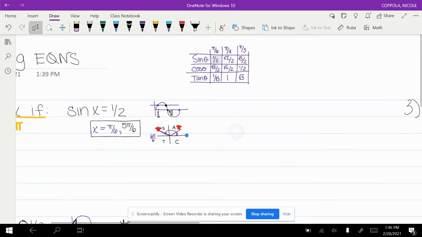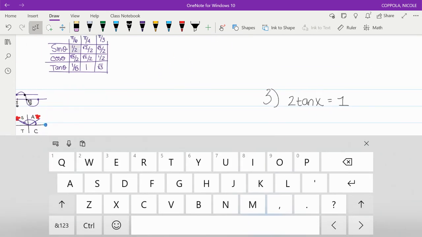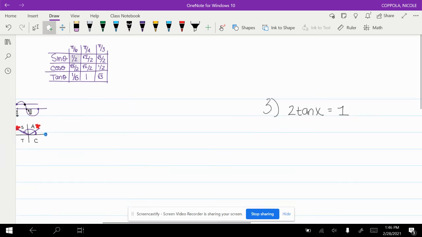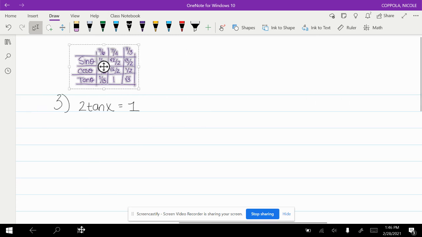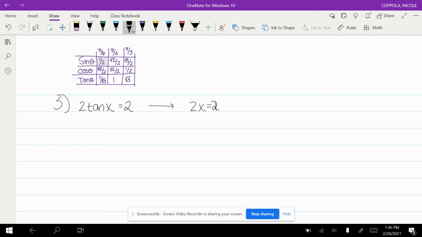All right. Last but not least, we've got this example. I'm going to bring this little table with us here. I would consider solving this the same way I would solve 2x equals 2: you would divide both sides by 2 and get x alone. The same thing is true here. You want to get that trig function alone. So I will divide both sides by 2, so I'm left with tangent of x equals 1.